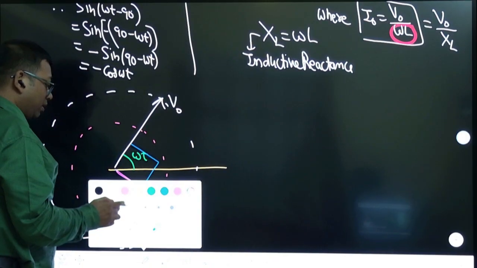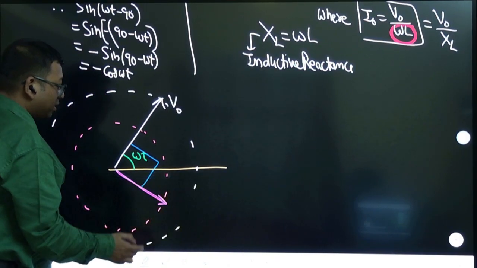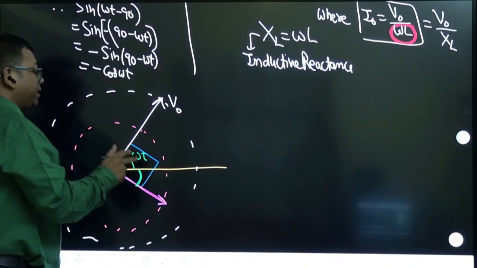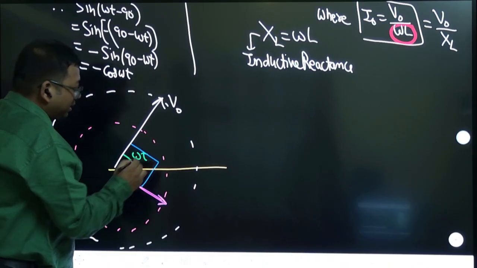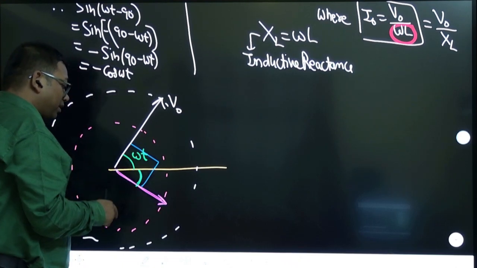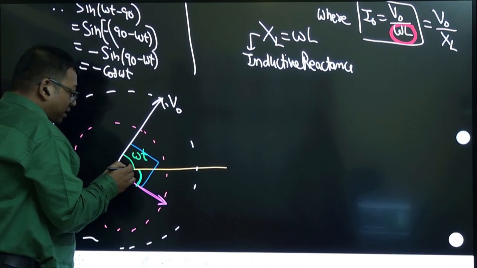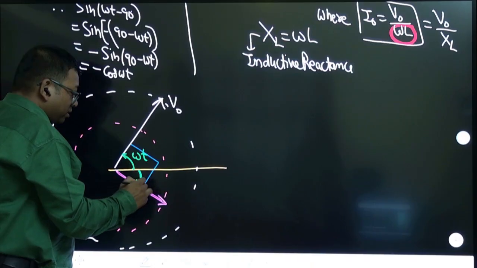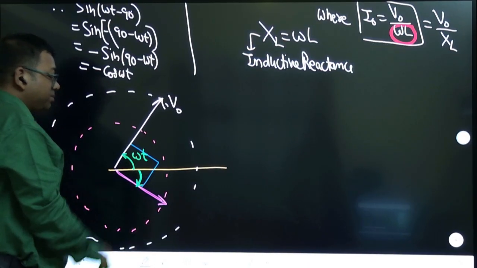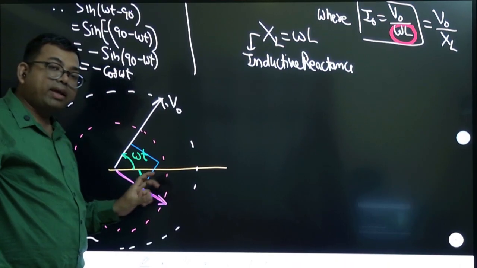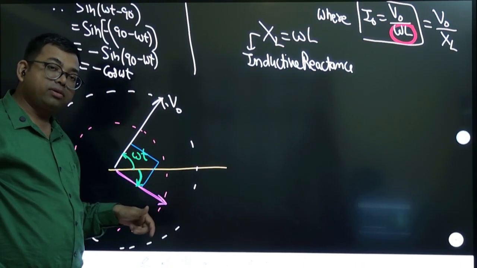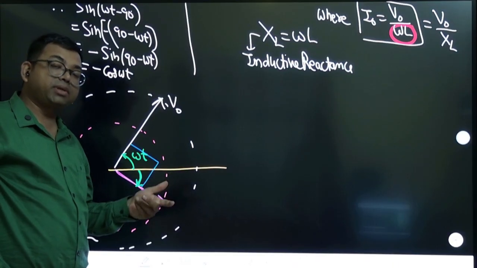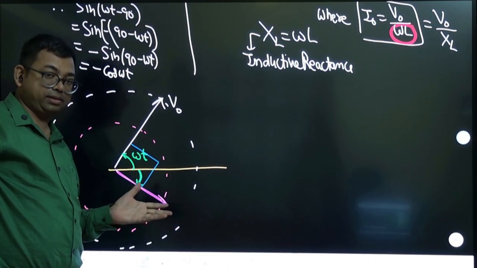Why are we doing it like this? Here you need to note that the value of this angle will be 90 minus omega t only, because the total angle is 90 degree. But now see the direction. This direction is positive, meaning anti-clockwise. This is clockwise, and clockwise means negative. So the value of the angle is 90 minus omega t, but it is clockwise, so it is minus of (90 minus omega t), which is omega t minus 90.